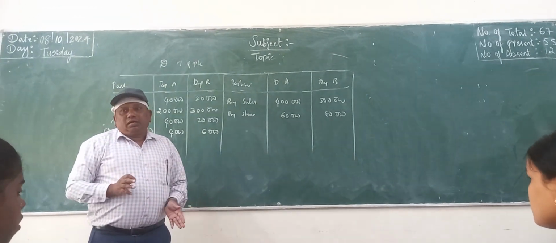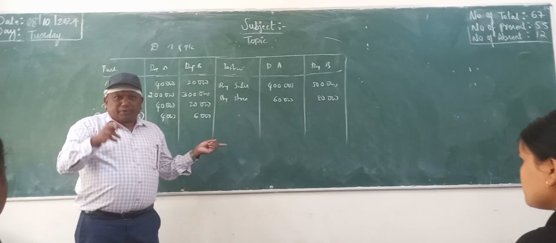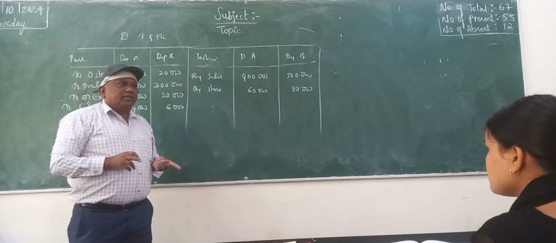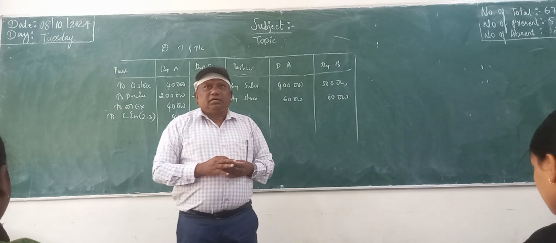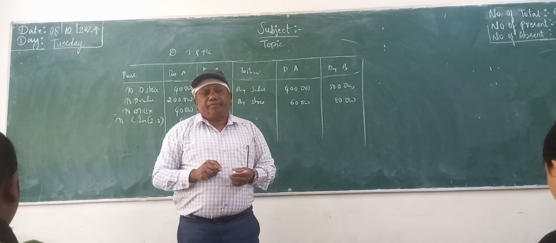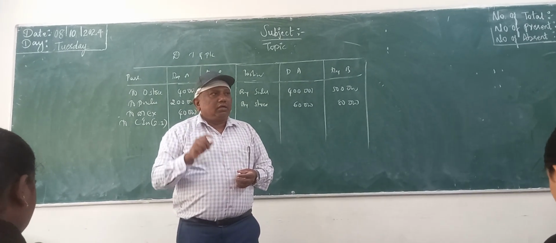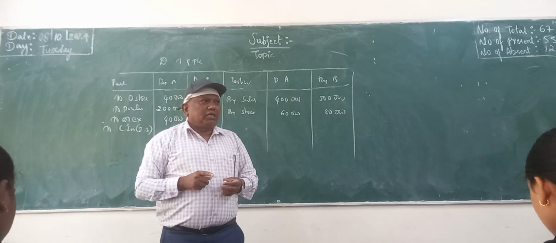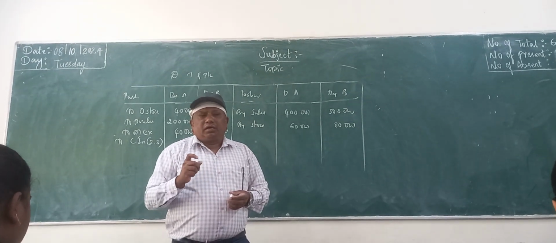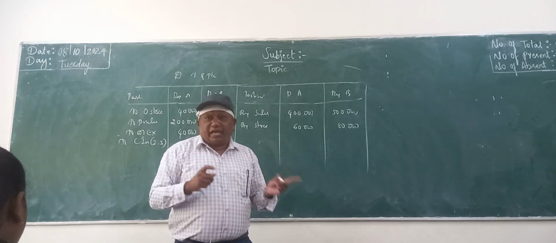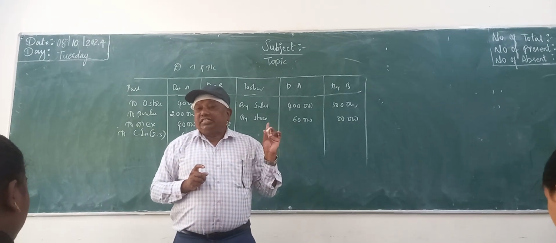Why did I solve this problem? Because one more adjustment is given: from A to B something is given. Very important, you concentrate on this. A to B, interdepartmental transfer. A is giving, B is receiving.